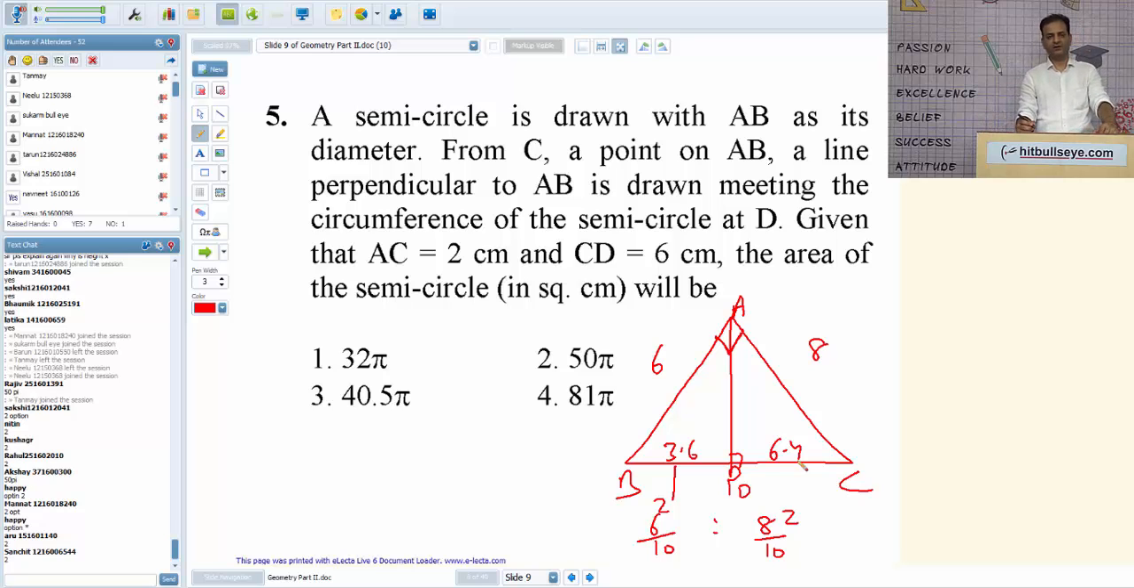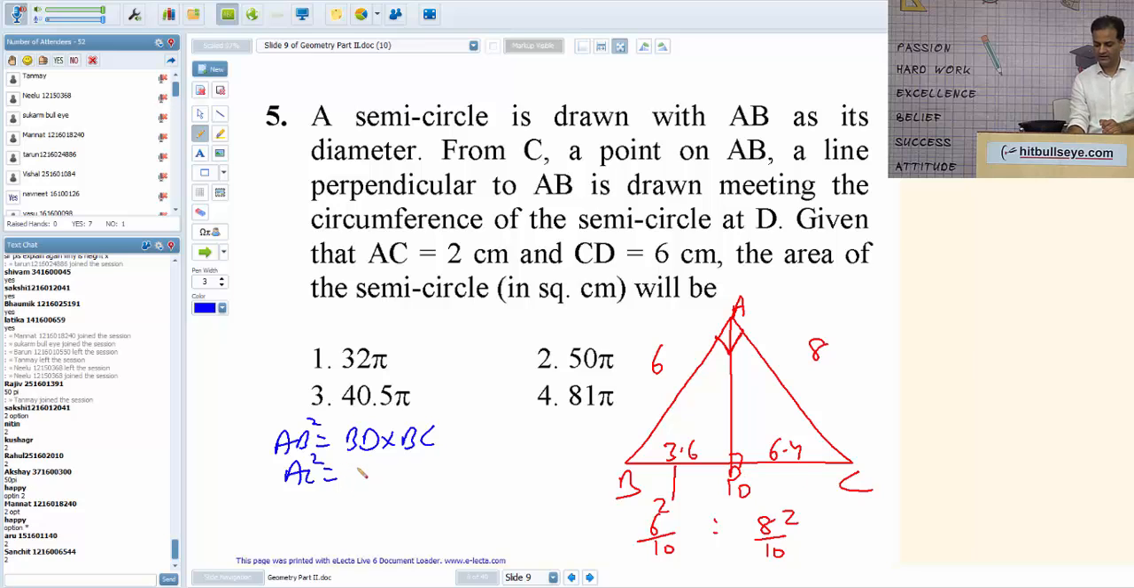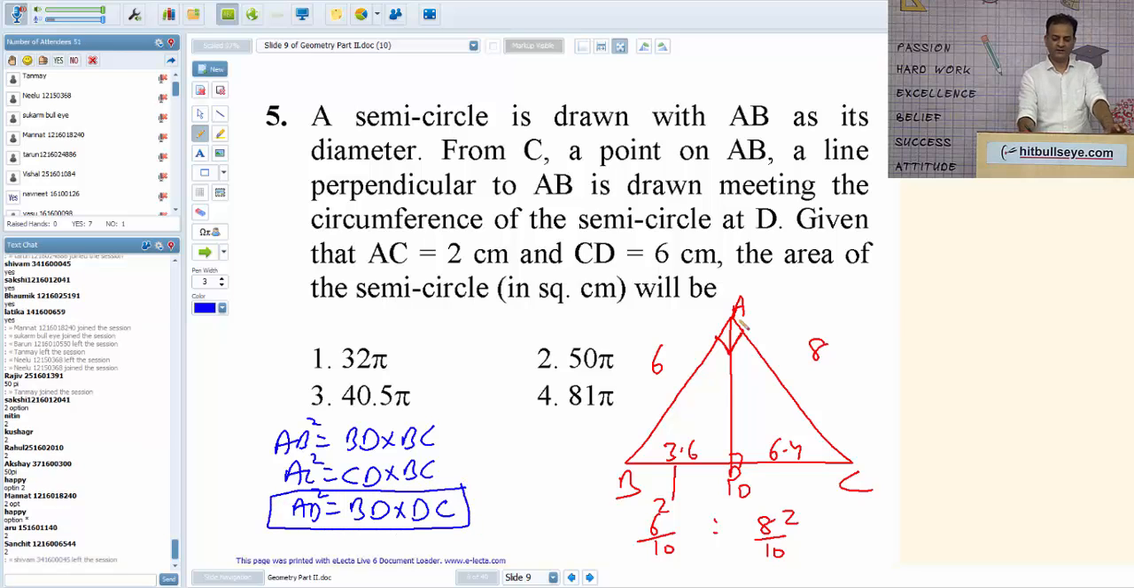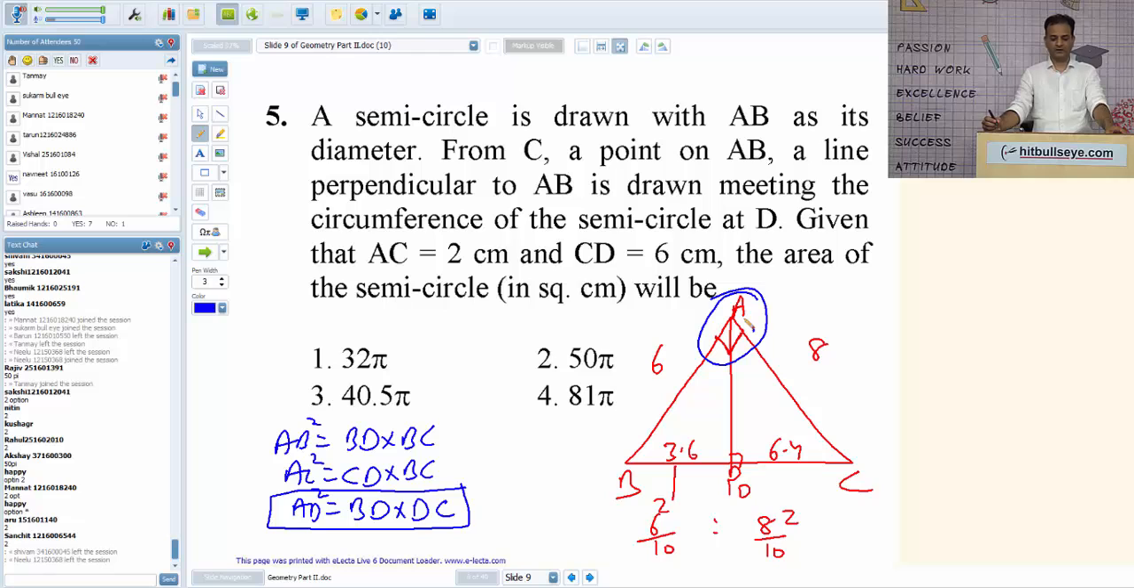If you can recall, we have written a formula. AB square is equal to BD into BC. AC square is equal to CD into BC. Those who have not attended can write it. And the third thing, AD square is equal to BD into DC. In this question, the application of this formula is there. It is applicable only when a right angle is there. From that right angle, draw a perpendicular. Then the base will be divided in the ratio of the squares of the respective sides, 6 square to 8 square.